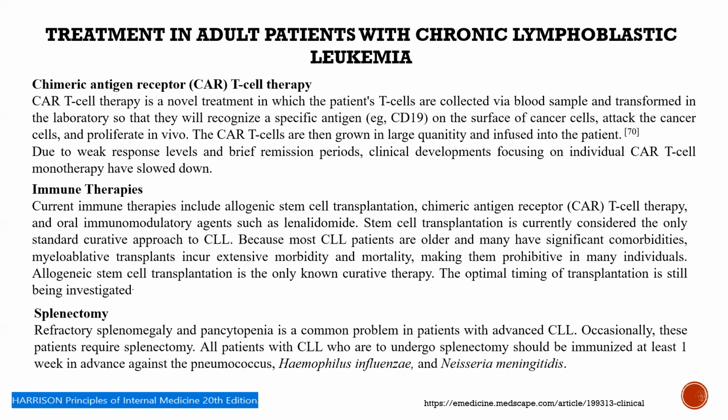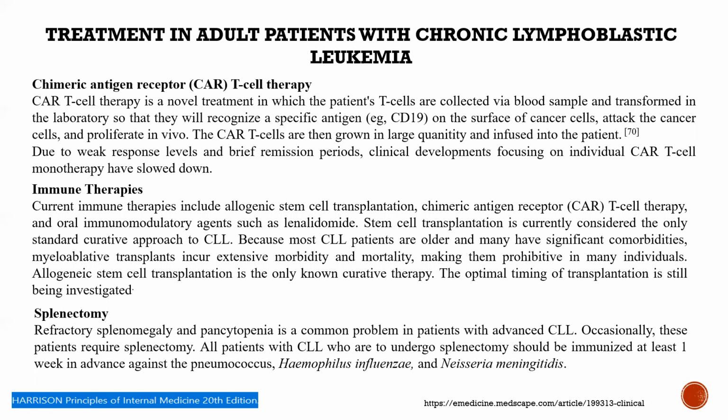Also, patients can be prescribed chimeric antigen receptor T-cell therapy, where T cells are collected via a blood sample and transformed in the laboratory, so they will recognize a specific antigen on the surface of the cancer cell, attack the cancer cells, and proliferate. Current immune therapy includes allogeneic stem cell transplantation, chimeric antigen receptor T-cell therapy, and oral immunomodulatory agents such as lenalidomide. Stem cell transplantation is currently considered the only standard curative approach for chronic lymphocytic leukemia.